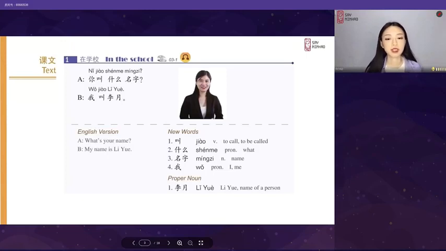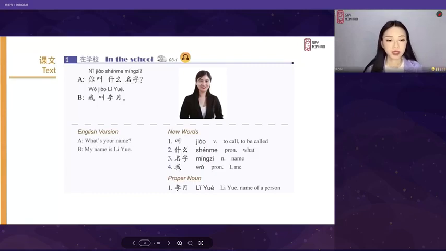So, this is a text and our new words. First, let's focus on our new words. The first new word is 叫. The initial is j, the final is iao, and the tone is fourth tone. So, 叫. Read after me, please.